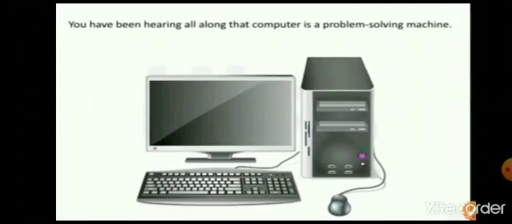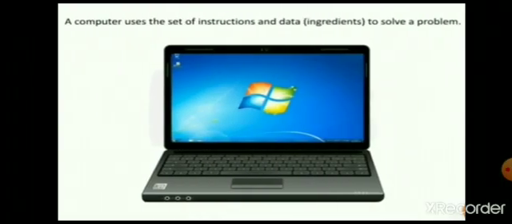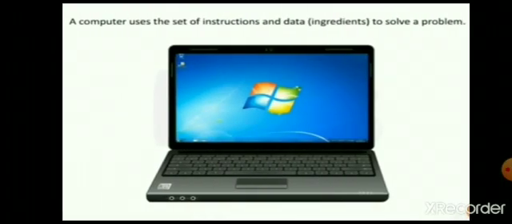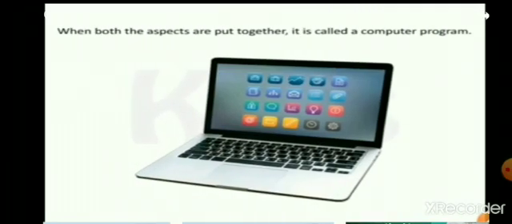Now, we are saying that a computer solves our problems. We all must know how these problems are solved. How does a computer exactly solve our problem? A computer uses a set of instructions and data to solve a problem. Here we are again and again using the words set of instructions. So a computer uses the set of instructions that is given by the programmer. A programmer is a person who writes a program.